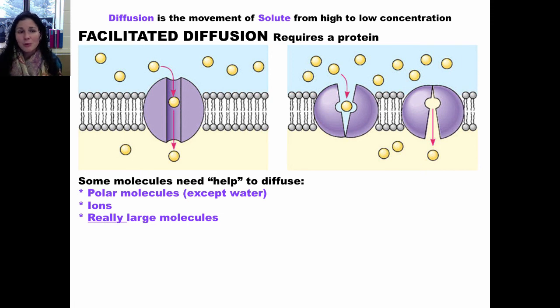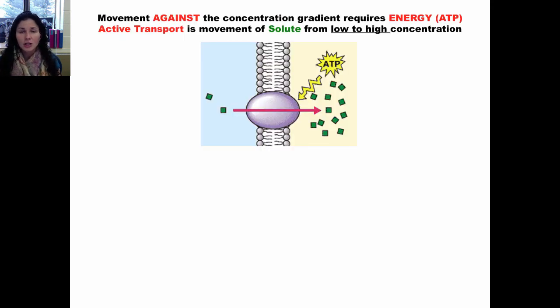But what if you want to move molecules against a concentration gradient or from low concentration to high concentration? Then you need something else. And the most important aspect of this is that you need energy. Movement against a concentration gradient means to move solute molecules from low concentration to high concentration. This is the opposite of what happens in diffusion, and this requires energy.